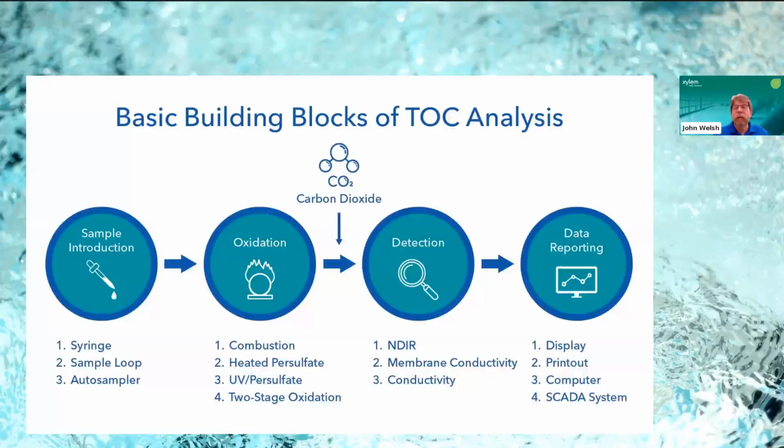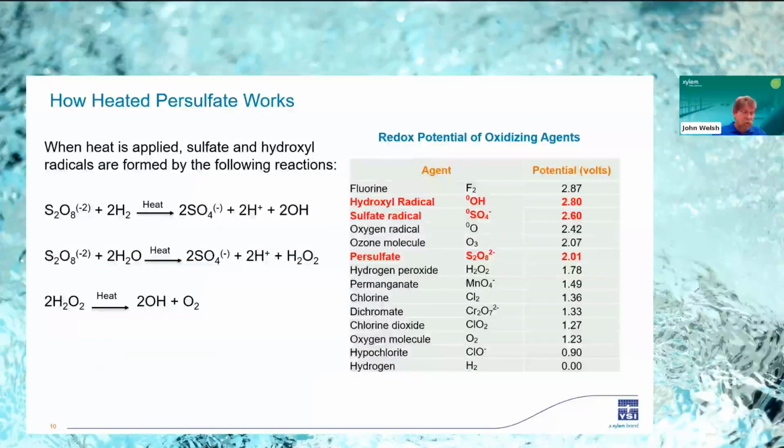And then lastly, we have to do something with the data that we just generated from the analyzer. Of course, that's usually displayed locally at the analyzer, could be printed out to some device, and in most cases stored somewhere either on a local computer, internal computer, or a SCADA system. As I mentioned, the 9220 uses the technique of heated persulfate.